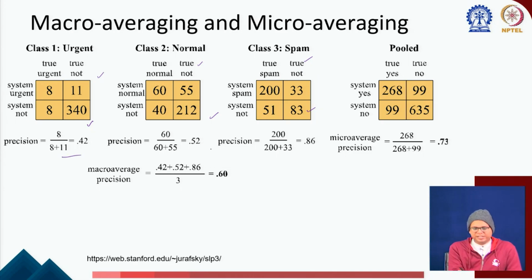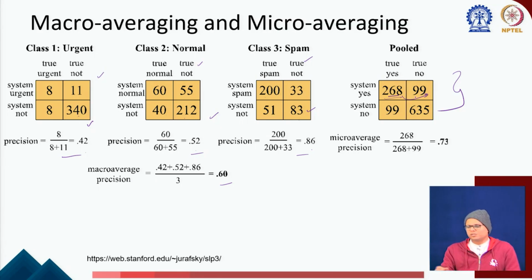Now you have the precision from each of these. For macro, you will just take an average of these. So I take an average of 0.42, 0.52, 0.86, and I get 0.6. For micro averaging, I combine all the decisions into a single matrix. So the true positive is 8 plus 60 plus 200, 268. The true negative is 340 plus 212 plus 83. Like that I combine here, and then I compute the precision from this. So precision will be 268 divided by 268 plus 99.